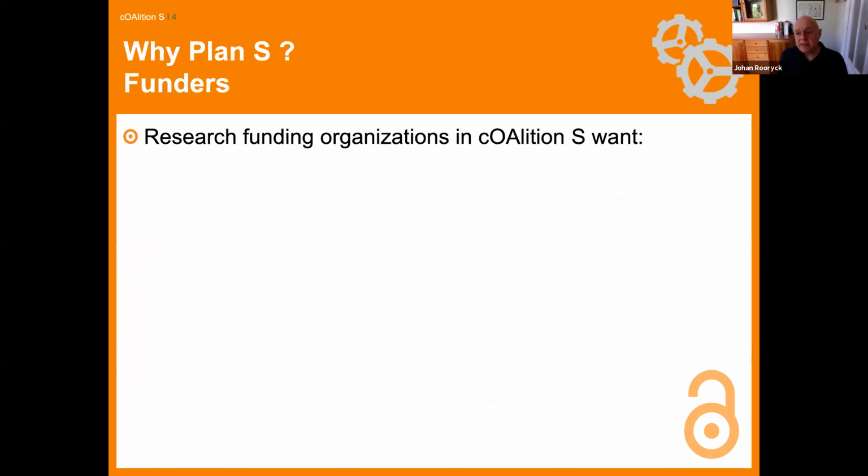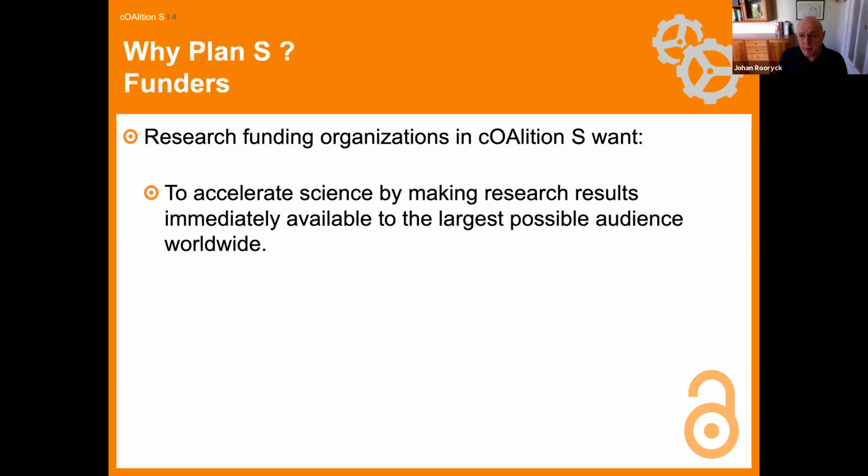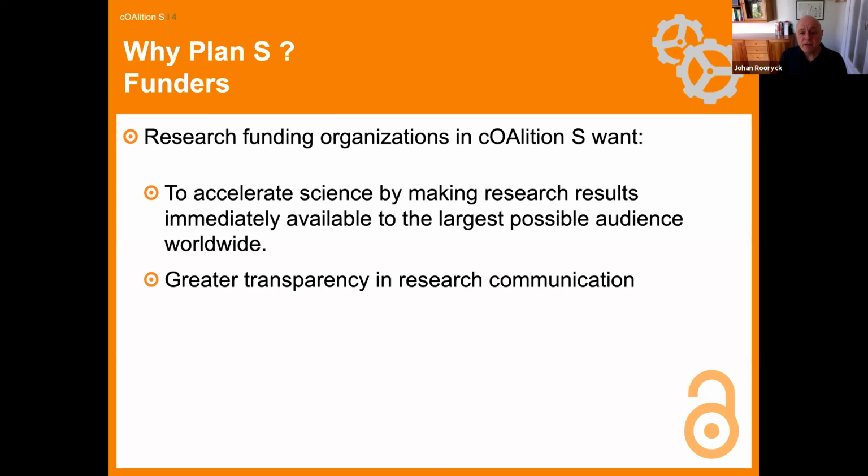Why was Plan S devised? The funding organizations in Coalition S want the following things. They want to accelerate science by making results immediately available to the largest possible audience worldwide. They also want greater transparency in research communication. As we also see in the current COVID-19 situation, transparency and immediacy of sharing results is extremely important in making progress and finding solutions. And of course, why would we limit this to COVID-19, right? I mean, this should be extended.